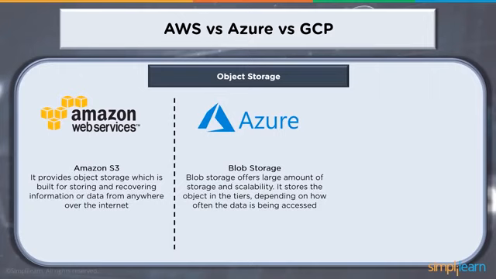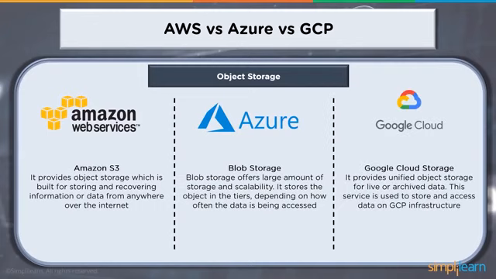And when I speak about storage classes, it basically means having frequent access storage, infrequent access storage, or what we call an archival solution. Google Cloud has Cloud Storage, and it provides unified object storage for live or archive data. This service is used to store and access data on GCP infrastructure.